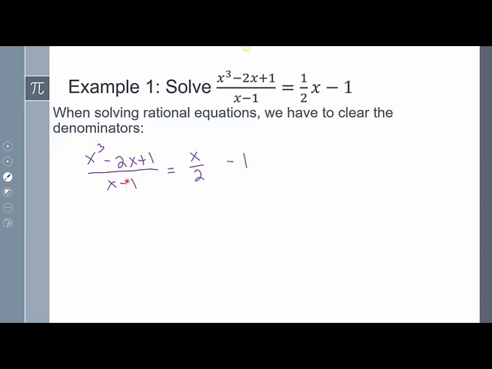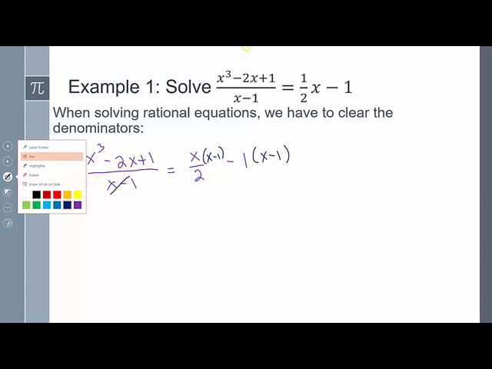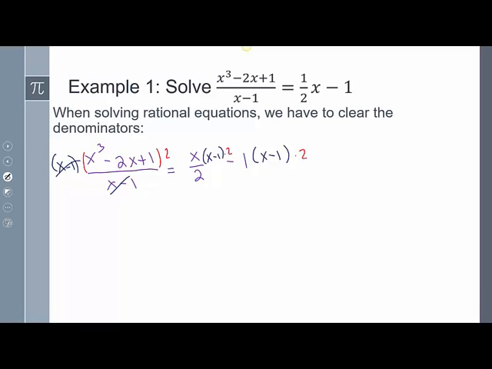Now I have this x minus 1 in the denominator here. So to be able to clear that out of the denominator, I'm going to multiply everything by x minus 1. Now it clears out of the denominator here. And so it's gone. The next thing is I have this 2 in the denominator. So to get rid of that out of the denominator, I want to multiply everything by 2. Now right here, that's going to cancel out.